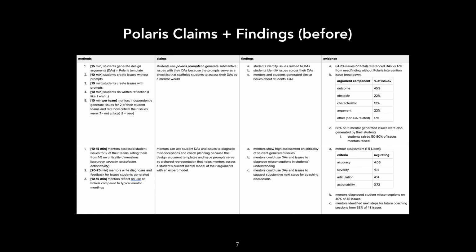We also found that mentors were able to use design arguments and the issues that students generated to diagnose misconceptions, and they were able to diagnose different types of misconceptions on 40% of the subset of issues that they looked at. We also found that mentors could use those design arguments to suggest next steps that students could use in coaching discussions. And mentors were able to identify these specific next steps on 63% of issues, which was cool.